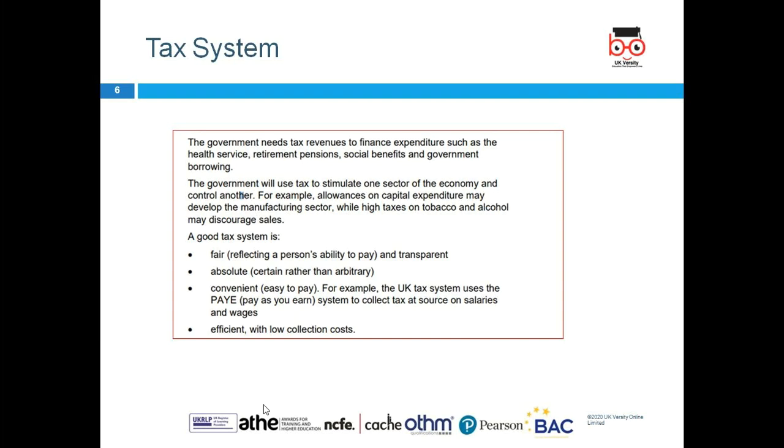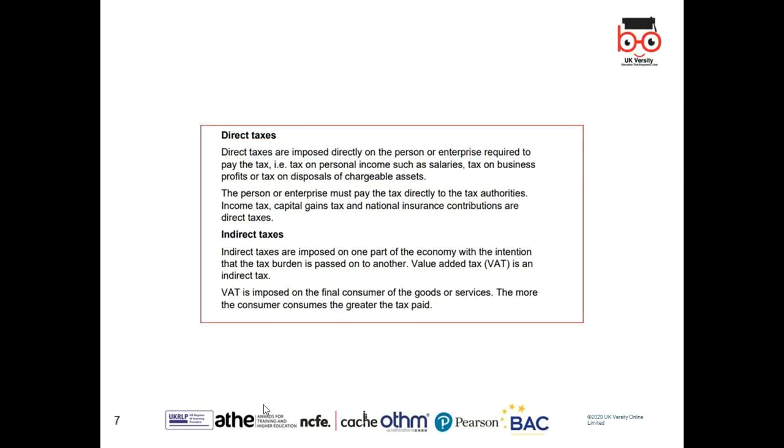So a good tax system is fair, reflecting a person's ability to pay and treatment. Absolute means certain rather than arbitrary. Convenient is easy to pay. For example, the UK tax system uses the PAYE system to collect the tax at source on salaries and wages. Efficient means low collection costs.